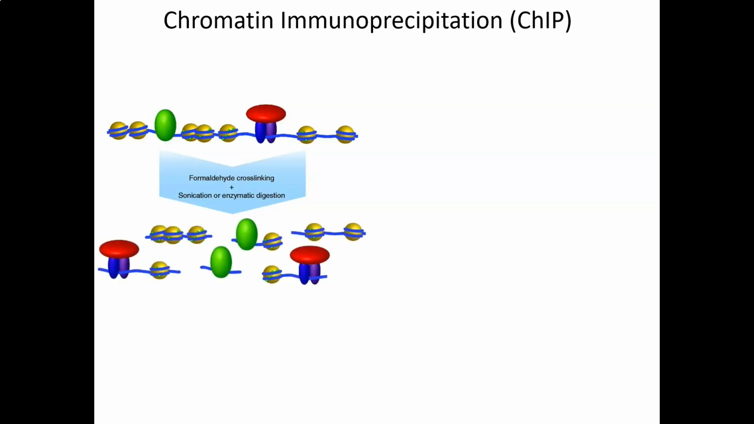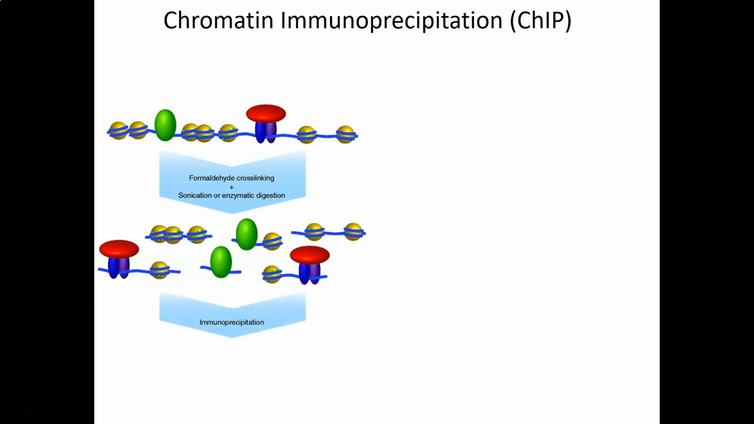And then we're going to bust it all up. Either with sound energy, such as sonication, or an enzymatic digestion, we're going to shear this DNA up into relatively small pieces, somewhere on the order of 200 to 500 base pairs in length. So everything gets broken up into pretty small individual fragments of chromatin.